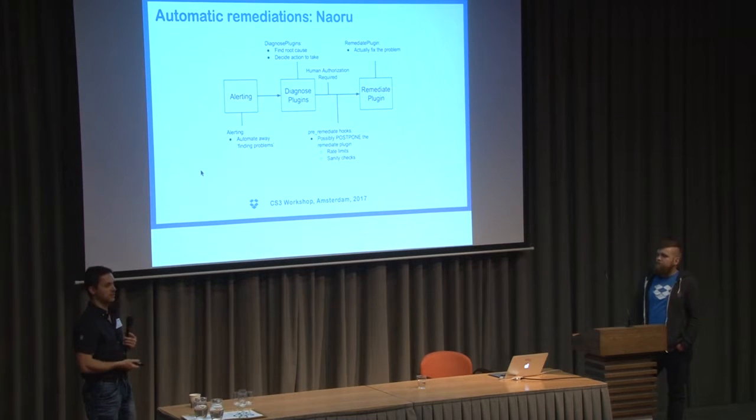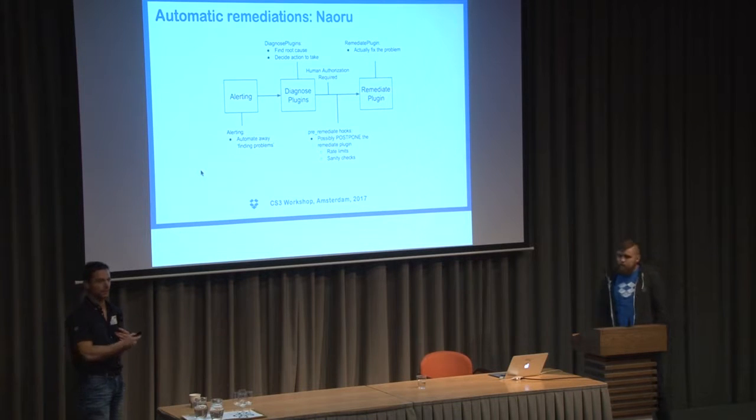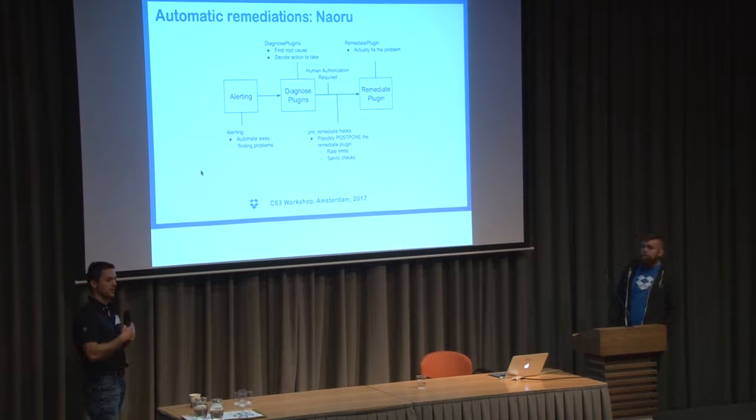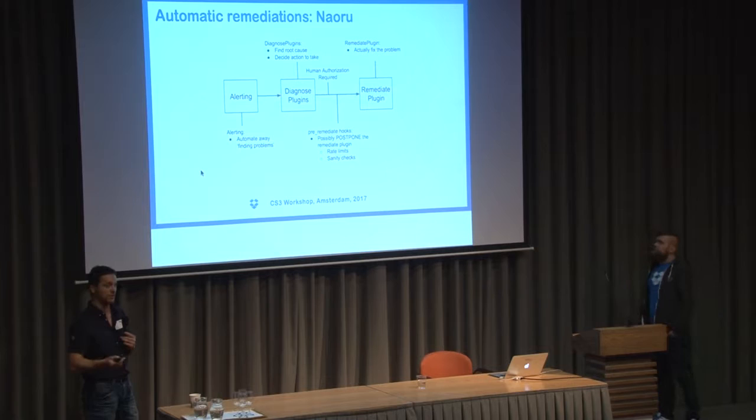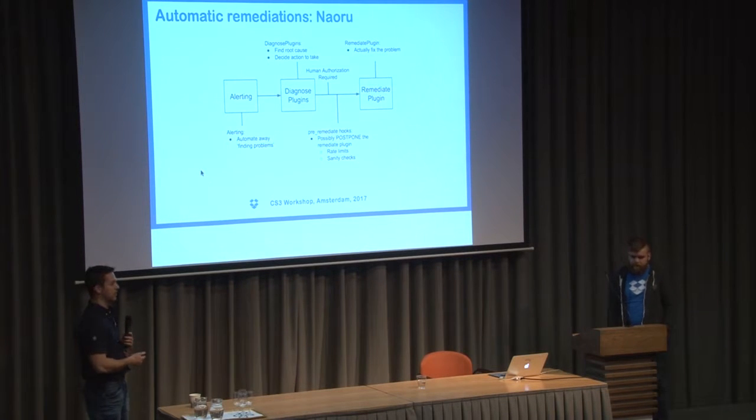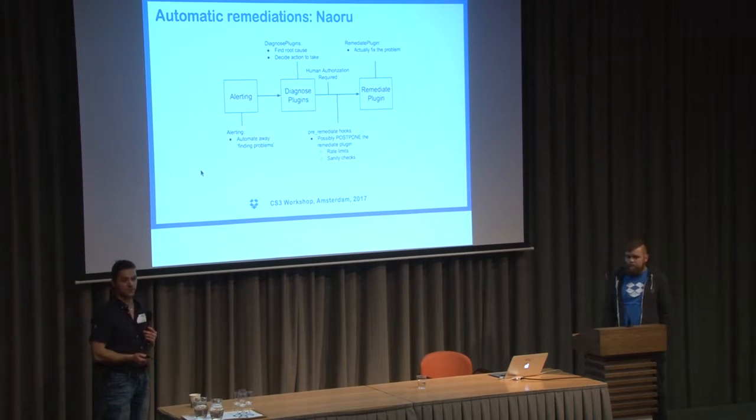Alerting gets the alerts from Nagios, or our own version of Nagios. The diagnose checks if it's really a problem and how to fix it. It returns back a remediation prescription. And if it's possible, it runs the remediate plugin. It may need some human authorization, but we try not to have any action which needs human interaction.